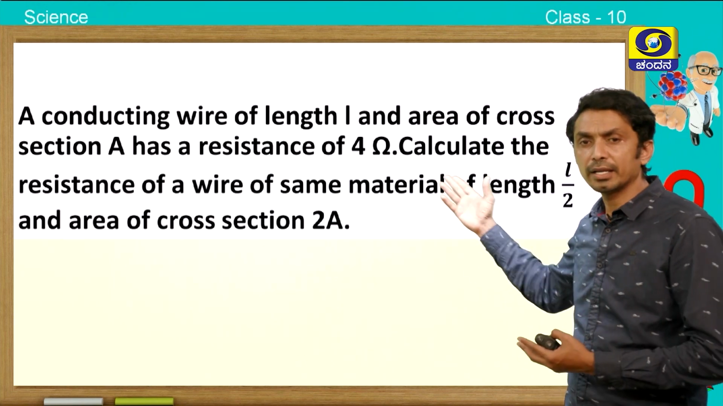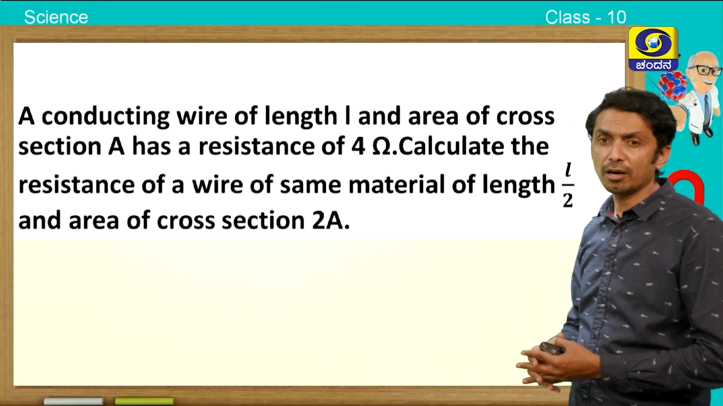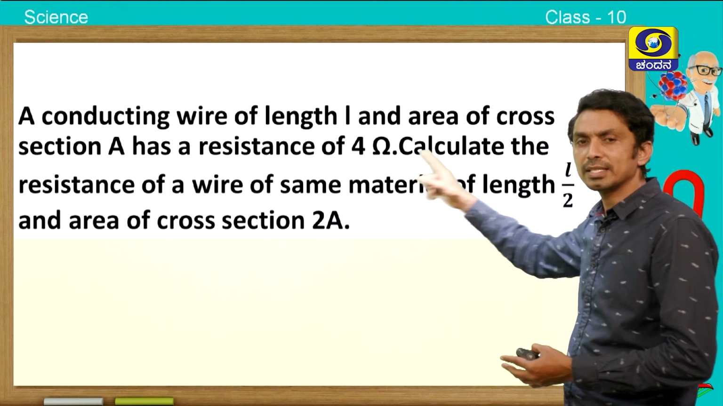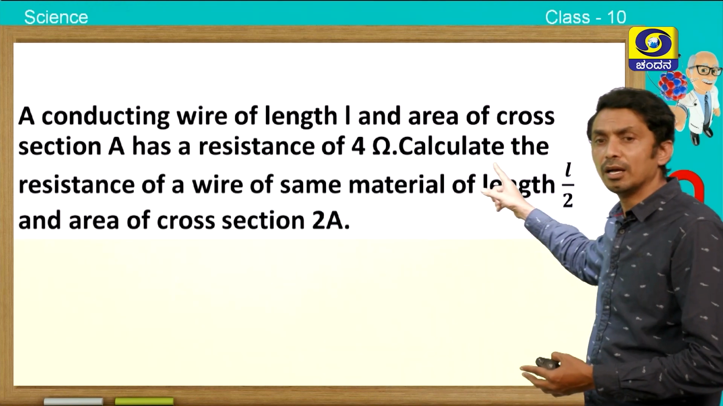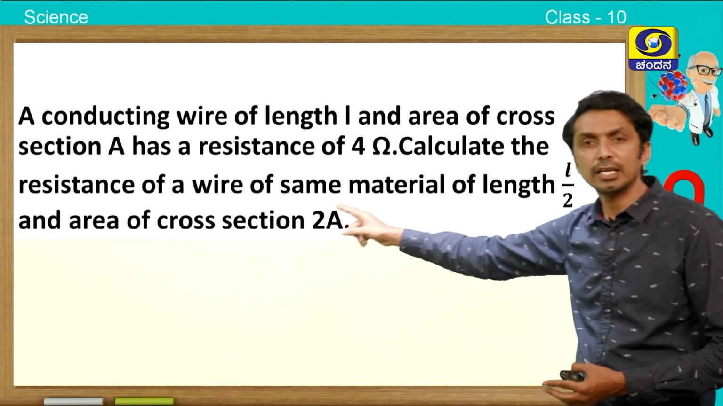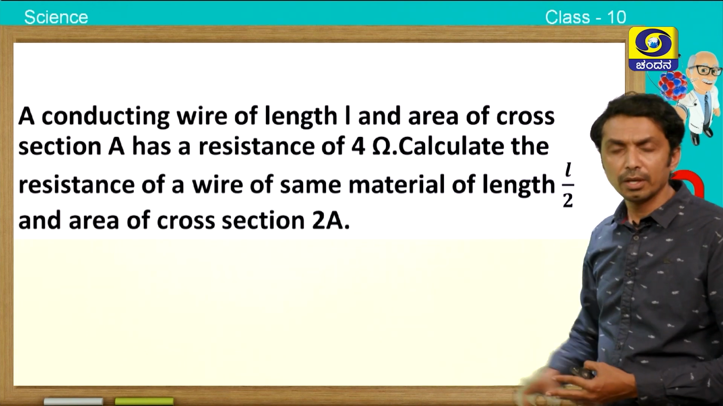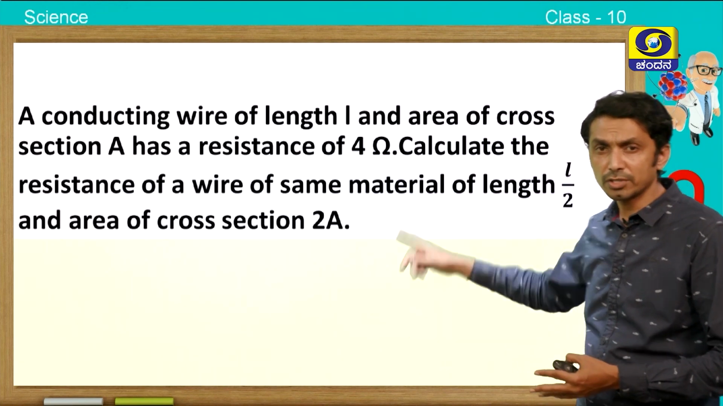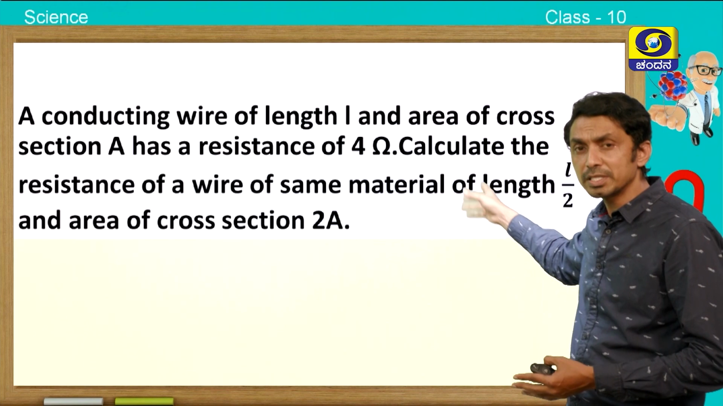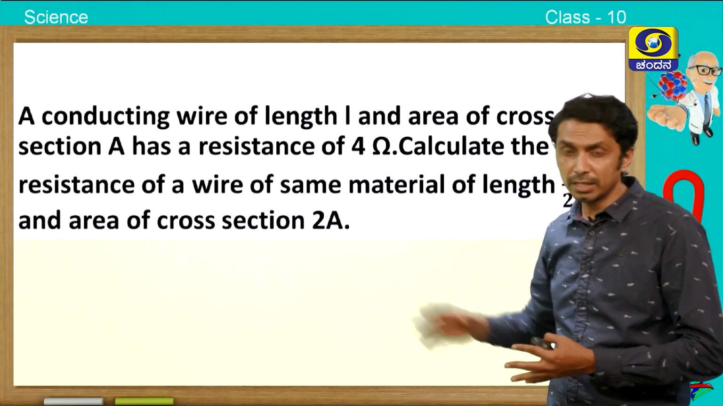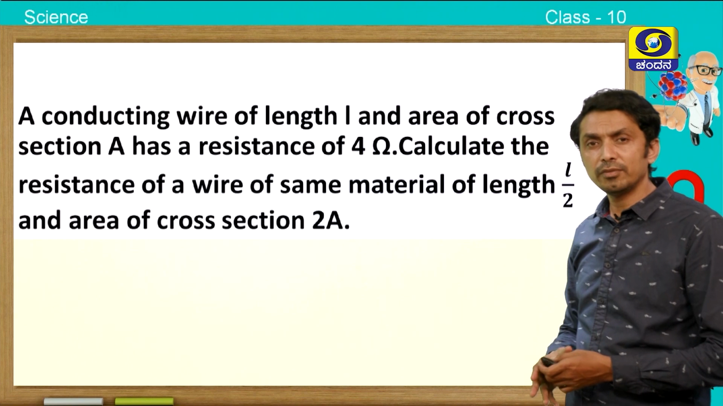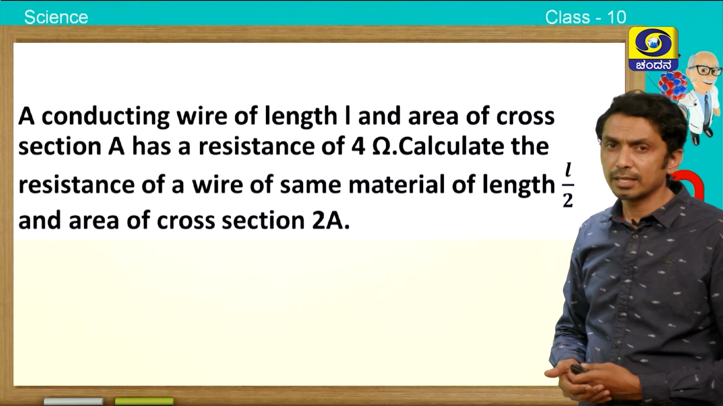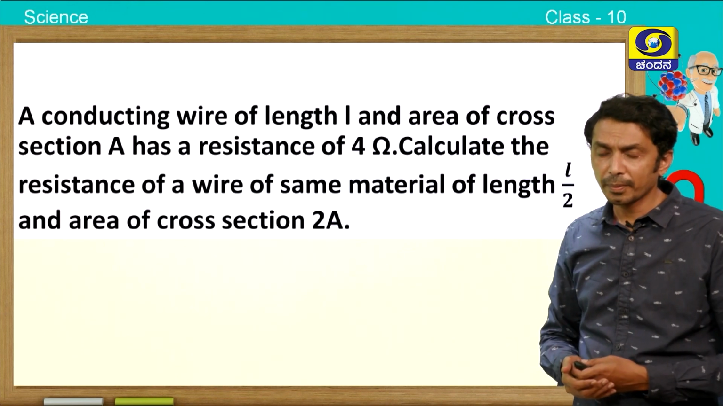A conducting wire of length L and area of cross section A has a resistance of 4 ohm. Calculate the resistance of a wire of same material of length L by 2 and area of cross section 2A. So L and A were the length and area of cross section of the wire. Now they have changed the length to L by 2, that means they have half the wire length and they have double the cross section area. Now can we see what will happen to the resistance? Yes, which is the formula that we will use? Come, let us see.